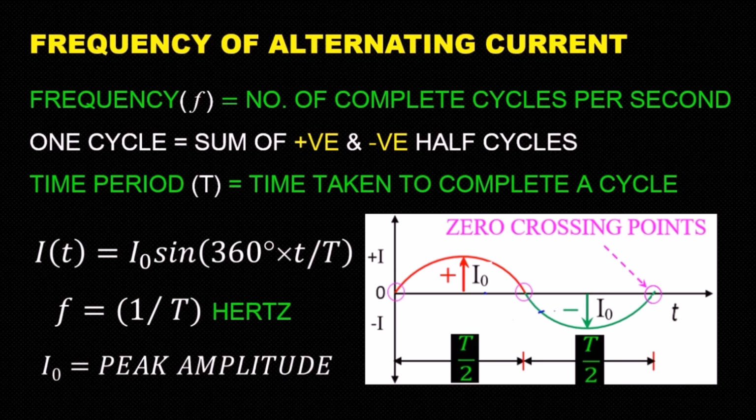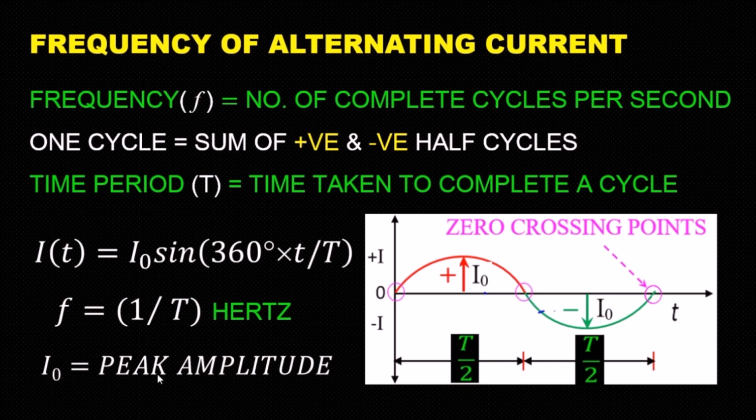Since AC is an oscillatory current, it has a frequency of oscillation and a time period of oscillation. Frequency is given by the number of complete cycles per second. One cycle is equal to the sum of a positive half cycle and another adjacent negative half cycle. Time period is given by the time taken to complete a cycle. The AC signal shown over here can be drawn by using this mathematical equation: I as a function of time equals I naught multiplied by sine of 360 degrees multiplied by small t divided by capital T. And frequency is given by the reciprocal of time period, measured in hertz. Time is measured in seconds.